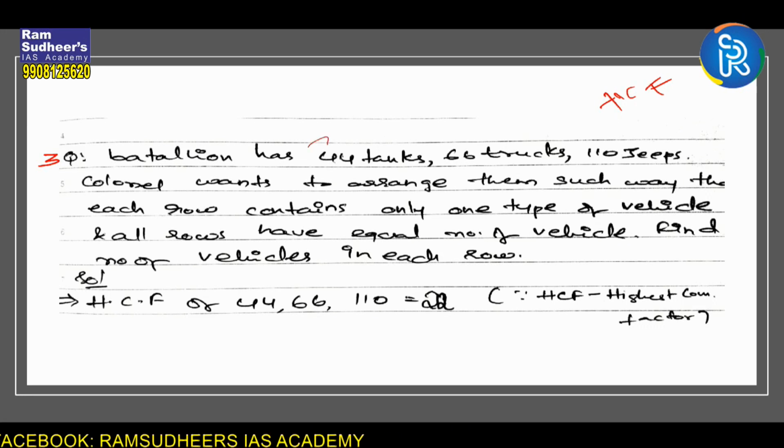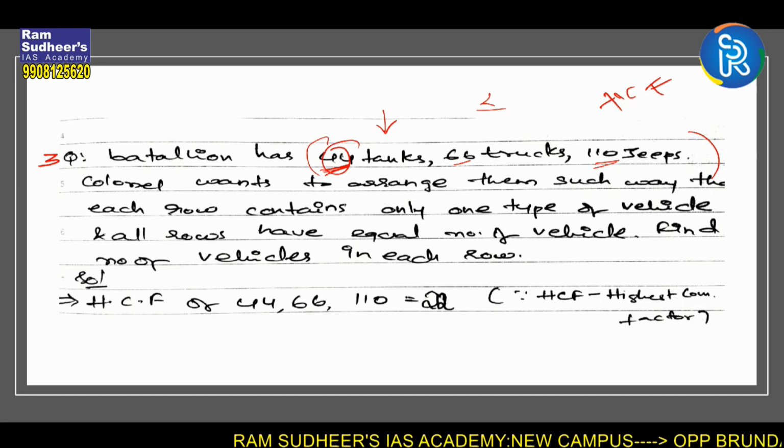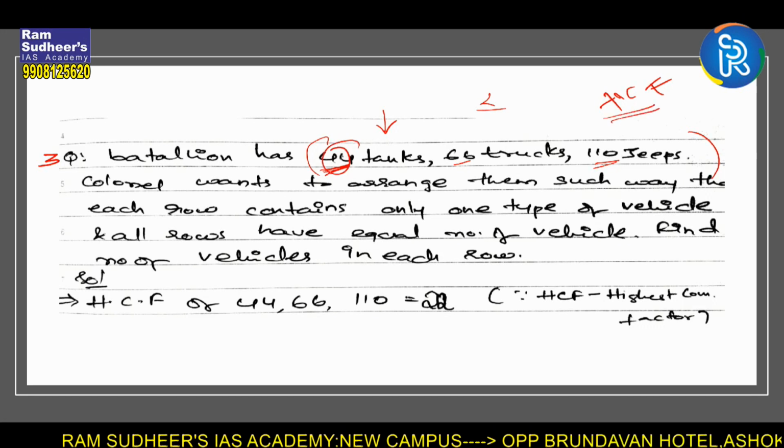In questions of such sort, you are to find the HCF. Like these numbers 44, 66, and 110 are divided into rows containing equal number of vehicles. Dividing here means we are just dividing this into smaller units, and the number of vehicles in a row will be less than or equal to this number. And if you remember the logic, when finding out a number which is less than or equal to the minimum of these numbers, we call it a HCF, and so here we are bound to find the HCF. So I'll move on to the solution.